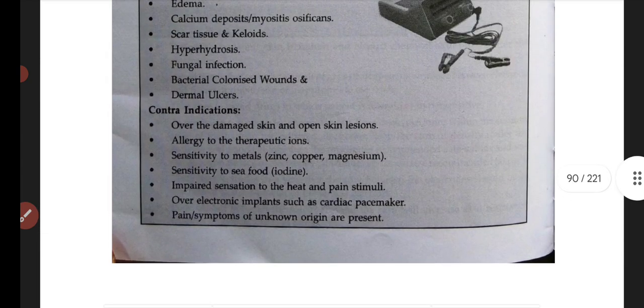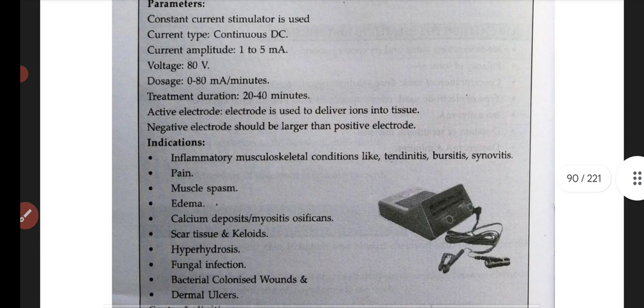So, the topic today we have studied is iontophoresis.